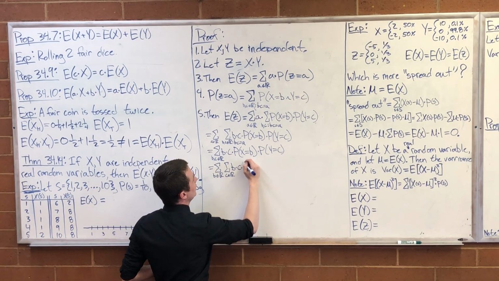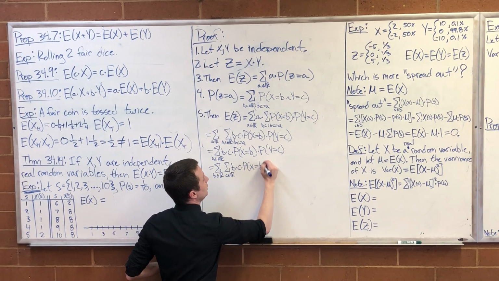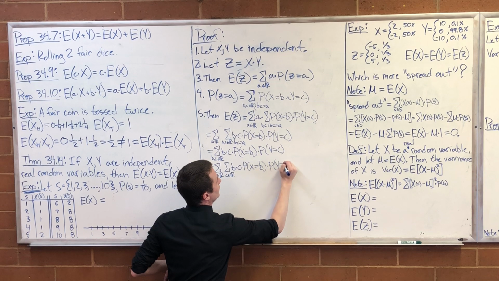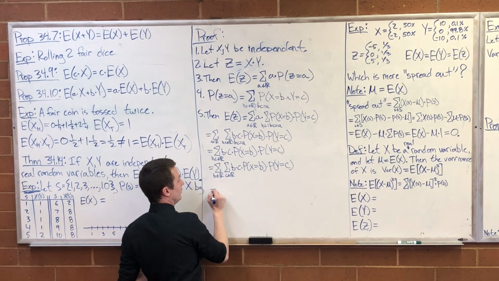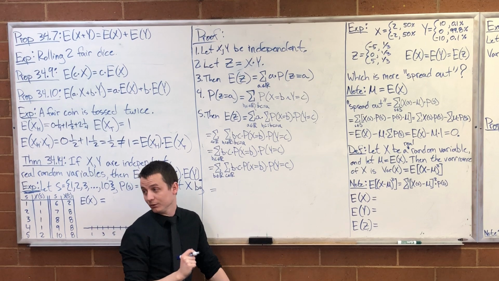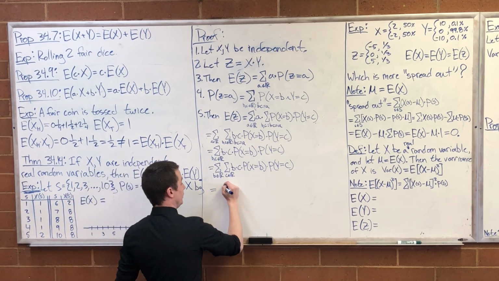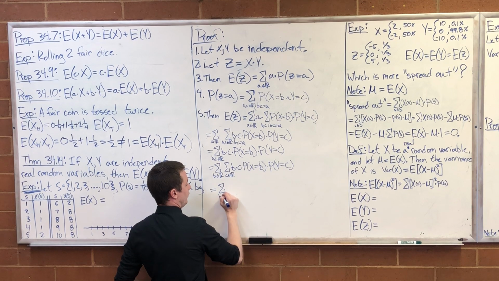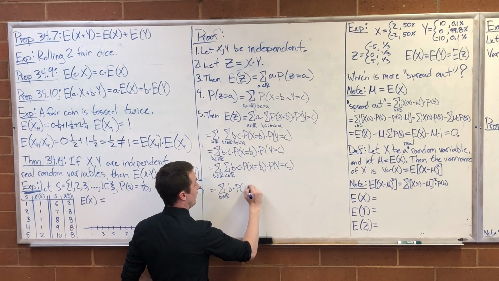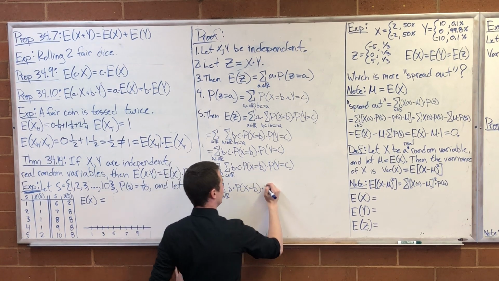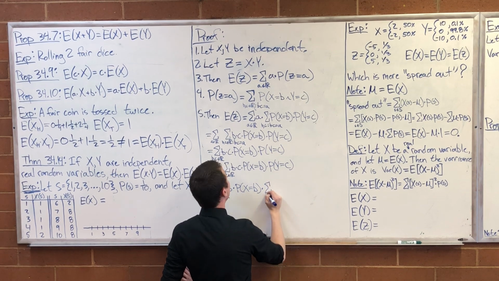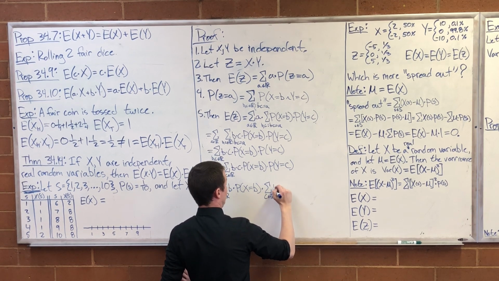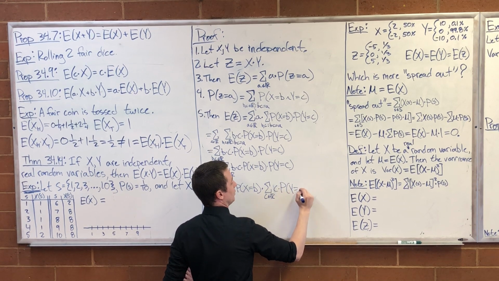Still B times C times the probability that X is equal to B times the probability that Y is equal to C. And now this is equal to, I think we're safe to pull it out finally. So now this is the sum for all B in R of B times the probability that X is equal to B, all times the sum for C in R of C times the probability that Y is equal to C.